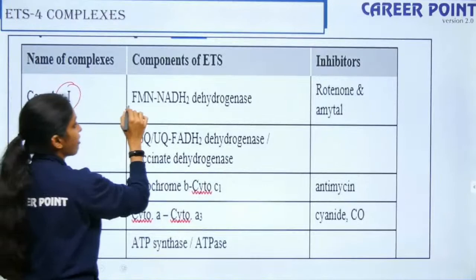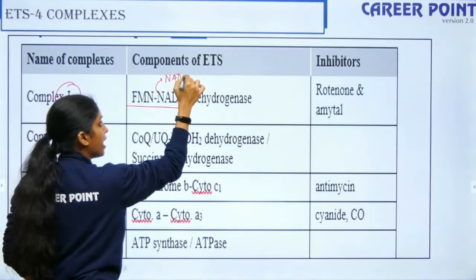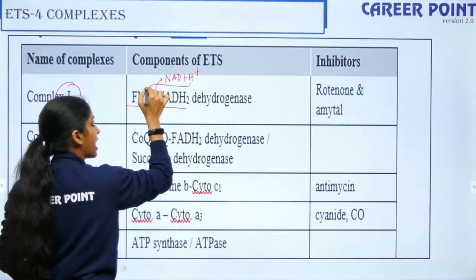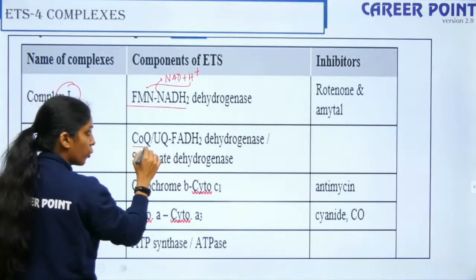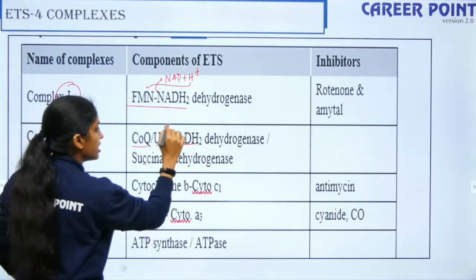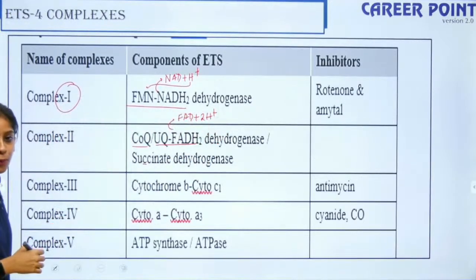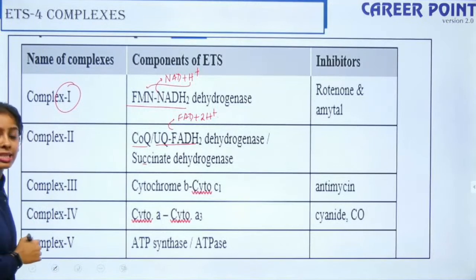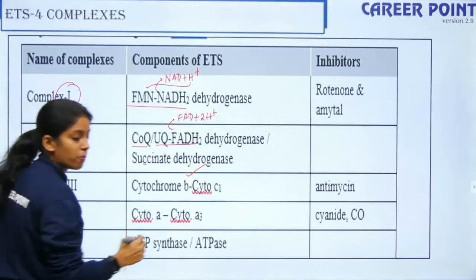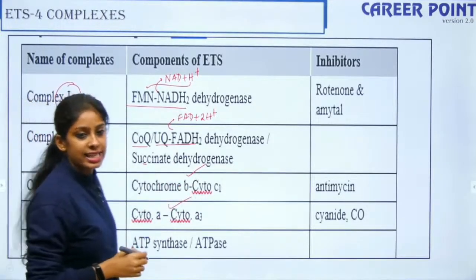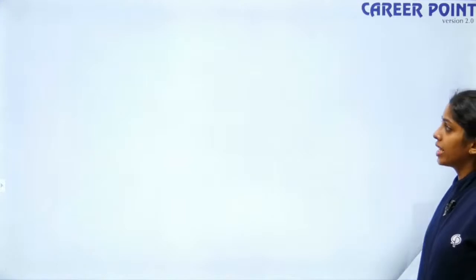So complex 1 is FMN NADH. So NADH2 is converted into NAD plus H plus, right? So this is carried by your FMN. The next complex is your succinate dehydrogenase, or your ubiquinone, or your FADH2. So this is converted into FAD plus 2 H plus, because we need the formation of a proton gradient. Then you have complex 3 that is containing a series of electron carriers. So this is cytochrome BC, and then you have another complex that is cytochrome A3, and finally it is F0 and F1, right? Yeah. So with this we are done with your ETC as well.